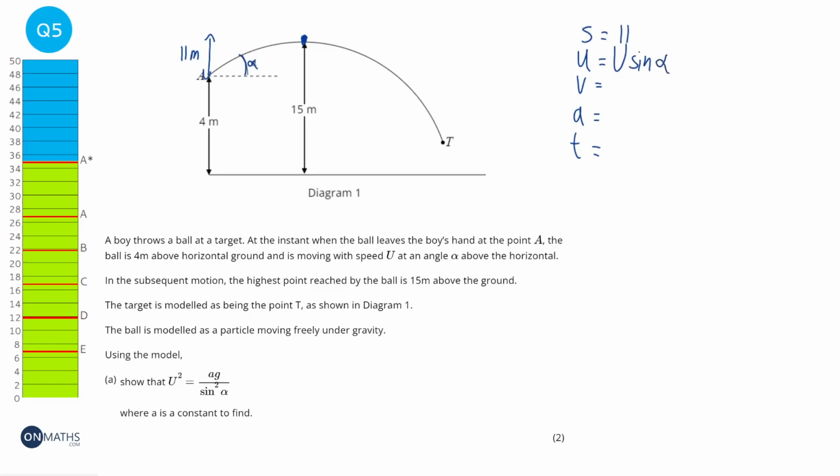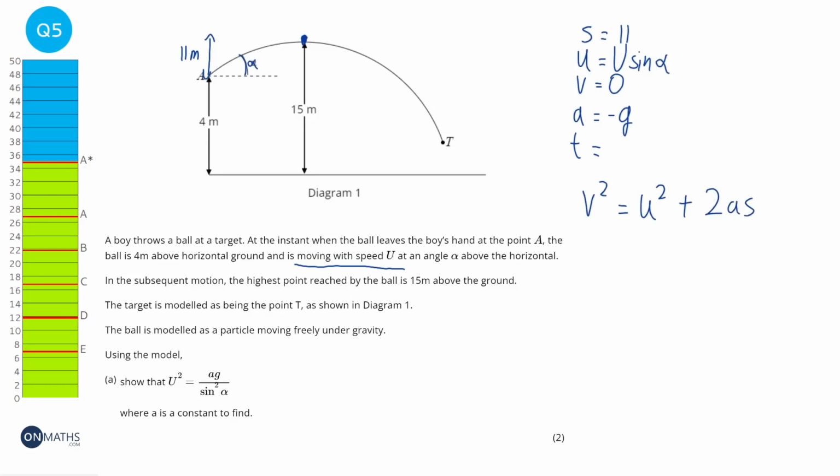And we don't really know what u is, because it just says that it's moving at speed u, and it's u sine alpha because it's obviously the vertical component of that. V is 0 because at the peak its speed is going to be 0. The acceleration, well, it's moving against gravity, so that would be minus g, and t we're not interested in. So the formula that links S, U, V and A is V squared equals U squared plus 2AS.